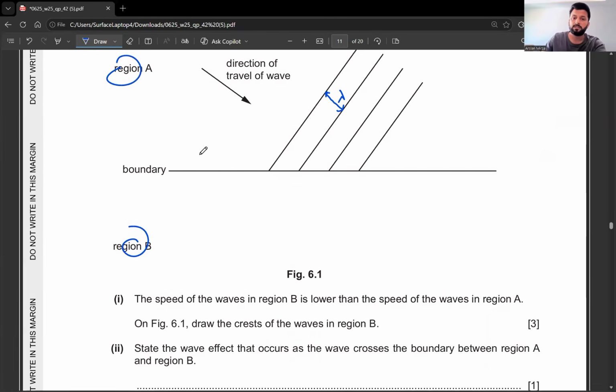So when the speed is decreased, wavelength is also decreased. V is equal to f lambda. So speed and wavelength are directly proportional to each other. So when wave is going this side, at this boundary, wave is slightly bent. Okay, let me redraw this.